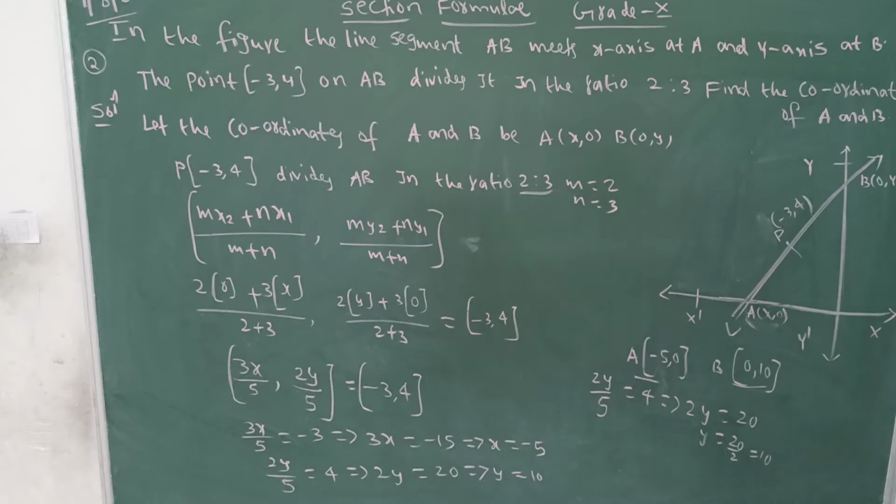Here also we use which formula? Section formula: (mx2 plus nx1) upon (m plus n), (my2 plus ny1) upon (m plus n).